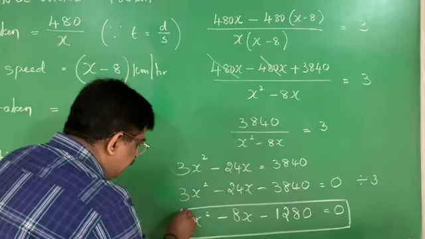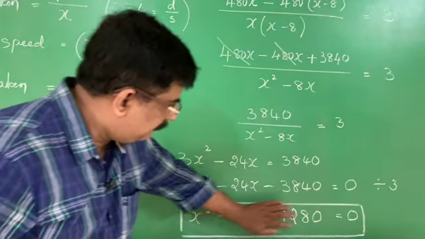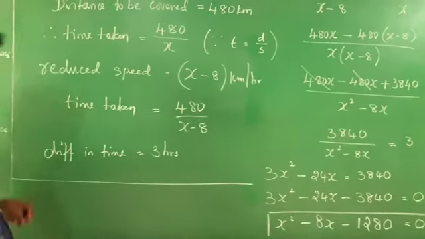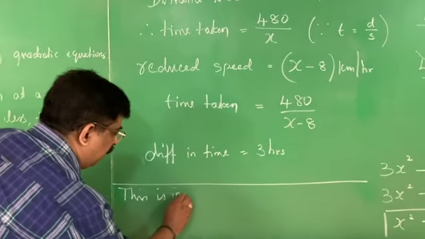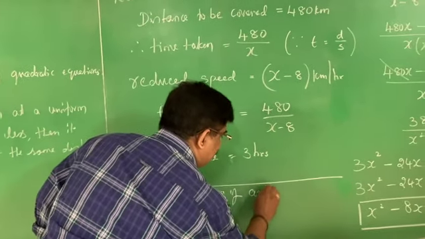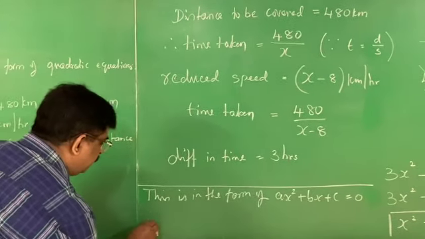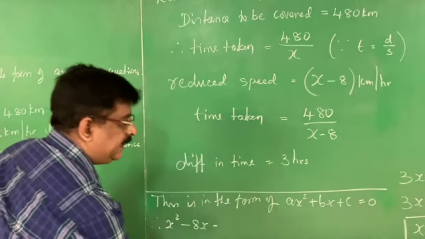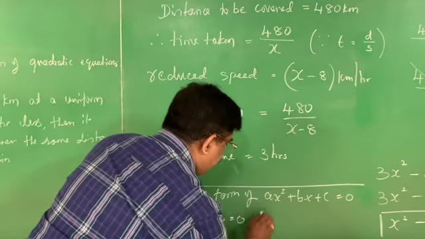See the equation? It is in the form of ax square plus bx plus c is equal to 0. Now I write the concluding statement here. This is in the form of ax square plus bx plus c is equal to 0. Therefore, x square minus 8x minus 1280 is equal to 0 is the required equation.